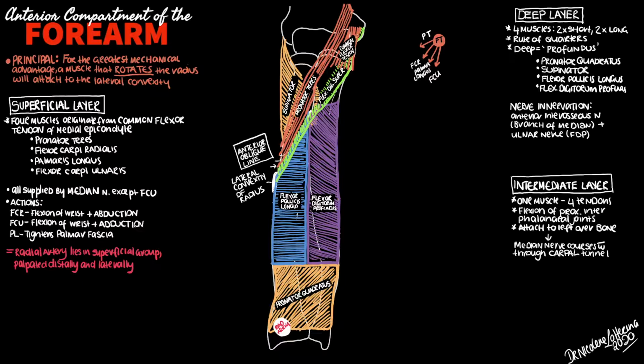The important structure then located in the superficial layer is going to be the radial artery. So this can then be palpated superficially at the wrist, and as we expect, it lies in the superficial group of muscles as it will course from the brachial artery to where it is palpated most distally and laterally. So I hope that this provides you with a way to map out the attachment points for the major muscles and the layers associated with the anterior compartment of the forearm.